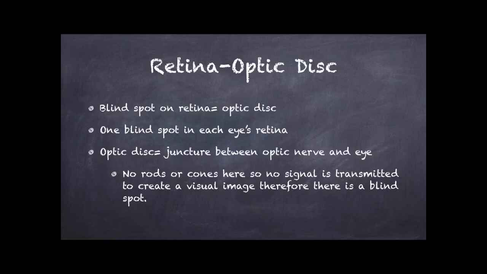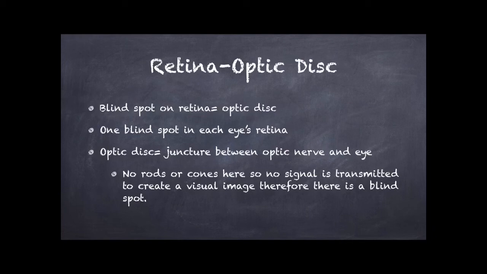Okay, so there's something called a blind spot that you have on the retina of each of your eyes. They're not located in the same spot in both eyes, which is really important, so that when you combine both of your eyes' images together, they balance out each other's blind spot and you're actually seeing a whole image. The blind spot on the retina is called the optic disc.